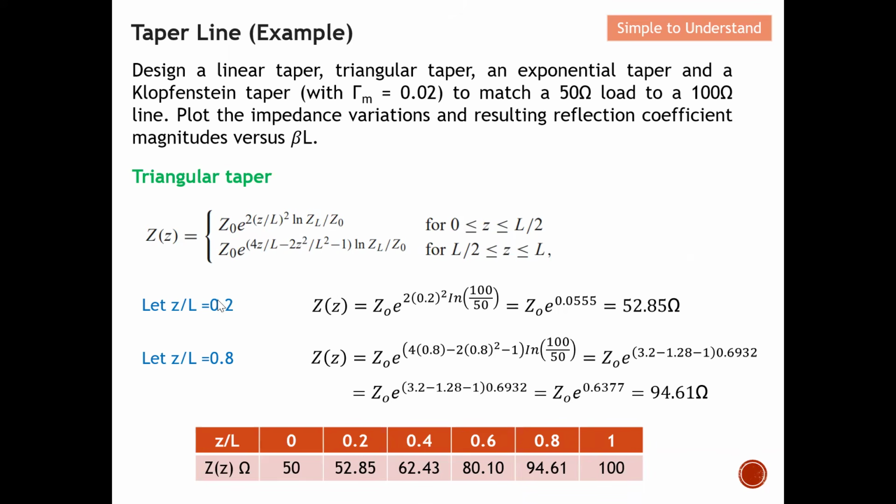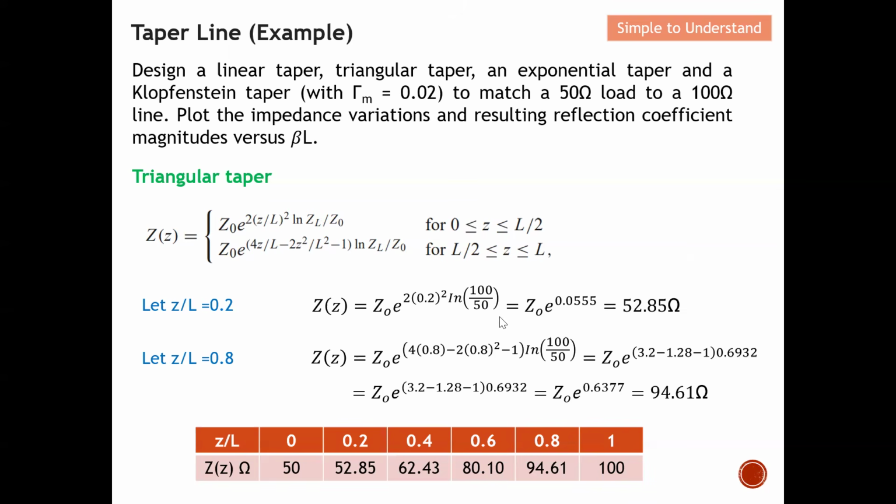Basically, let's assume 0.2 first. When the ratio Z over L is equal to 0.2, you substitute it in here. So for Z over L, I just put 0.2, squared. And keep this in mind: this number will always be the bigger number divided by the smaller number. If the case is reversed, you just need to swap ZL and Z0. So in short, the top one will always be the larger impedance.